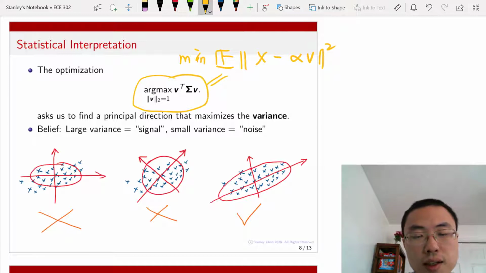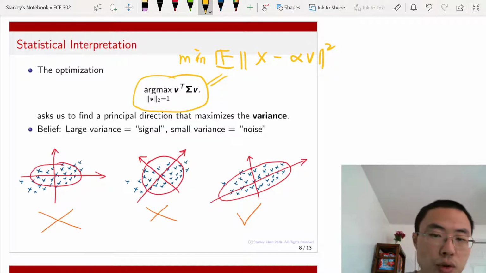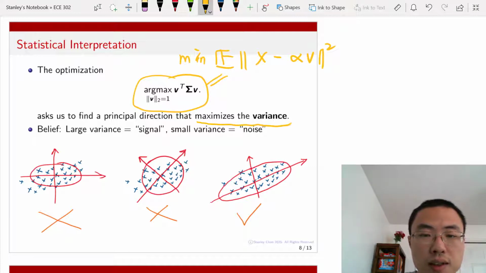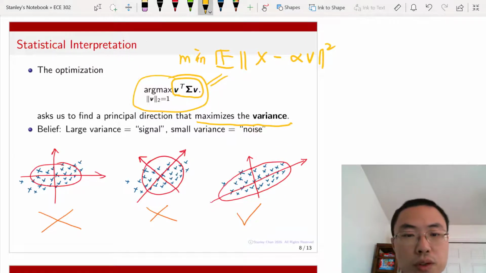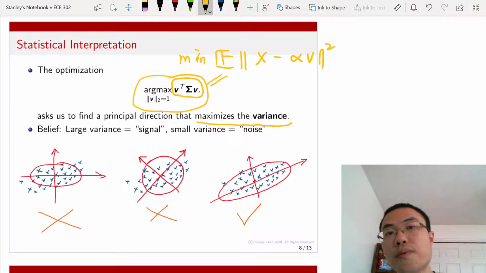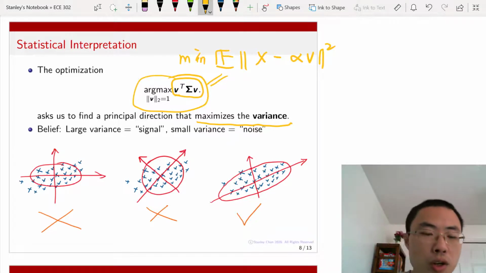we're solving this eigen decomposition problem. Pictorially, what it means is that you are really trying to find the one that can maximize the variance. Why? Because this is a scalar, and you're finding a v that can make this variance as big as possible, because the covariance matrix is telling you something about the variance.